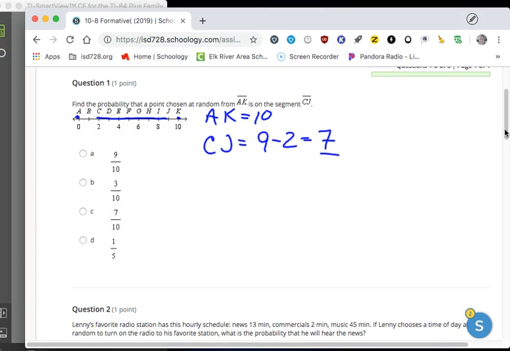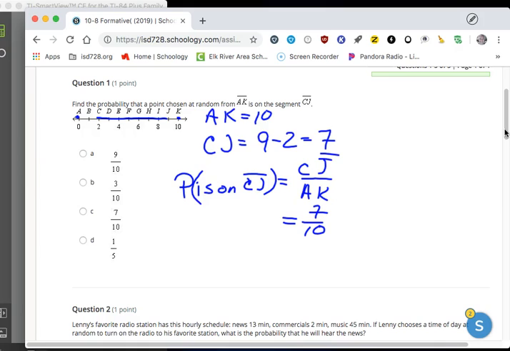Okay, so what it comes down to is I'm looking for the probability my point is on CJ. And that's going to be CJ length over AK. So it's 7/10. Okay, so I'm looking at point C, if I can actually get that to be selected. Okay, now sliding on to our next one.